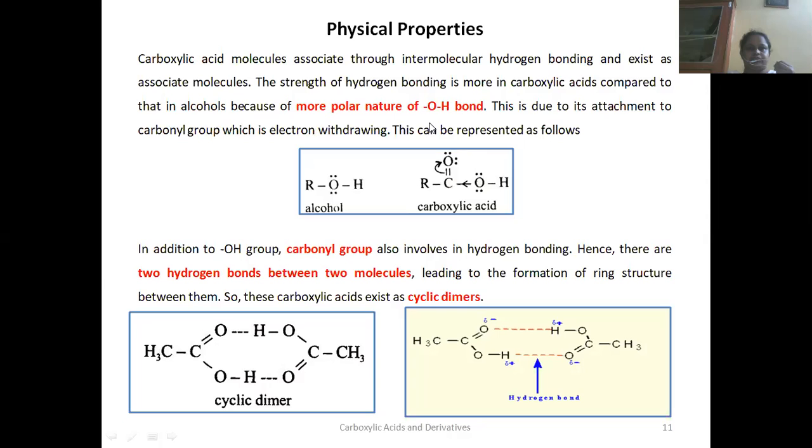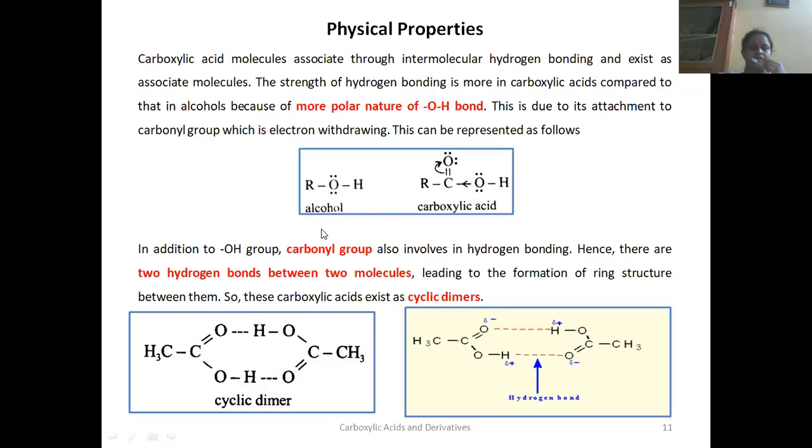Now let us see a few physical properties of carboxylic acids. Like water molecules or alcohol molecules, there is hydrogen bonding between the molecules of carboxylic acids. If you see the water molecule, you will see hydrogen bonding because of the OH group. You will see intermolecular hydrogen bonding between these molecules.